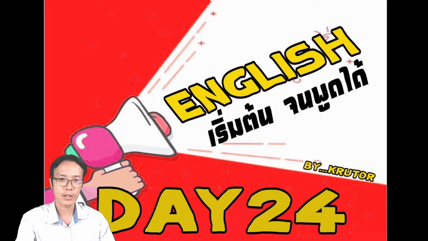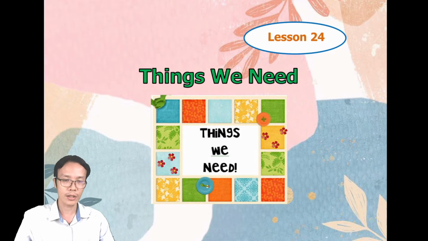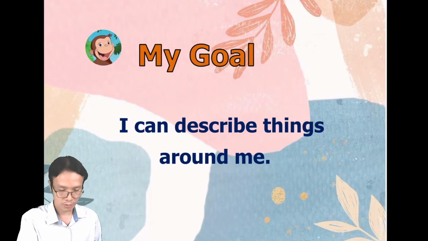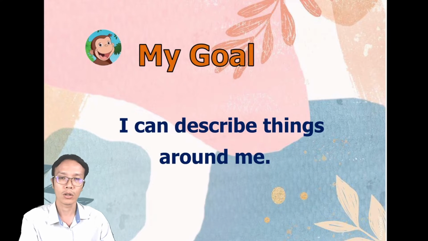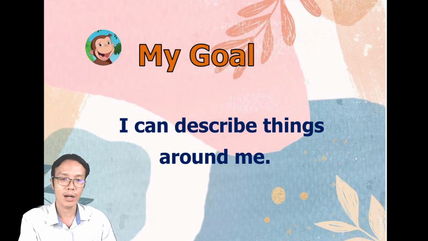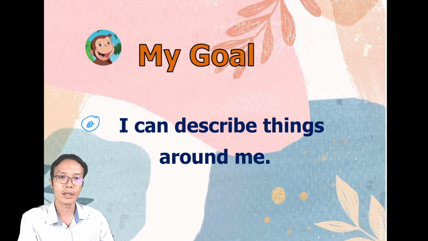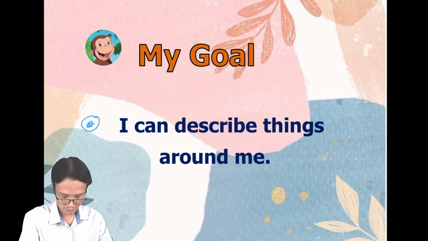And today is day 24, and today we are going to talk about the things around us, things we need. Today we'll have a goal, and the goal for today is you need to be able to describe things around you. So what you have to say to yourself is: I can describe things around me. I can describe things around me.